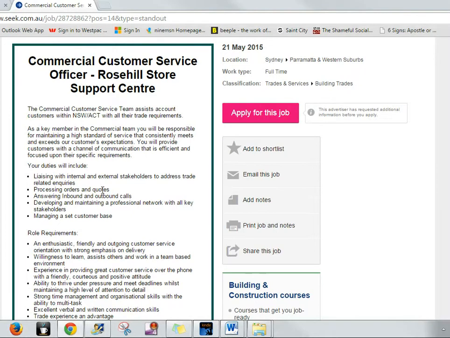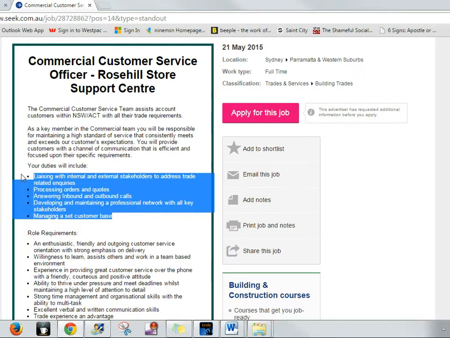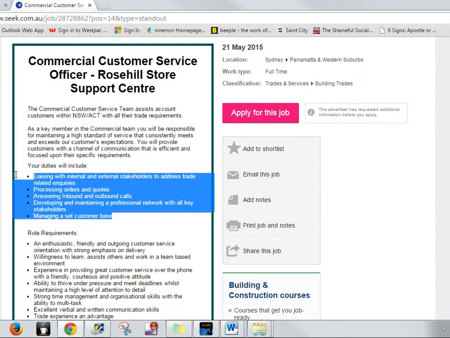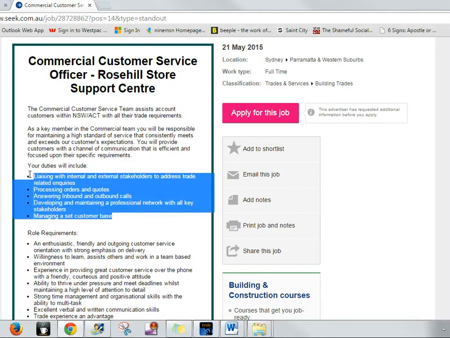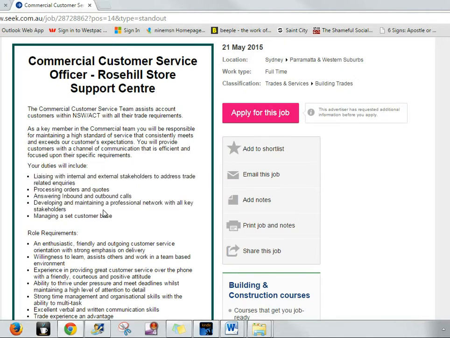And so we look over here, we look at some of the duties that this person will need to perform, and you can actually include them inside your resume. So obviously we've got liaising with internal and external stakeholders to address trade-related inquiries. You've got processing orders and quotes, answering inbound, outbound calls, developing and maintaining a professional network with key stakeholders, managing a set customer base. So they're basically giving you a set of duties, and what you can do with this is actually copy and paste it into your document.